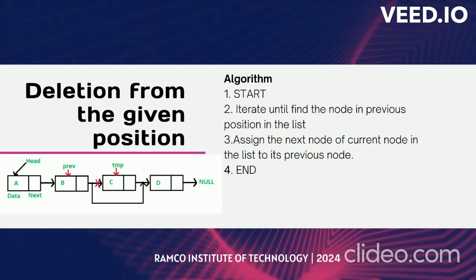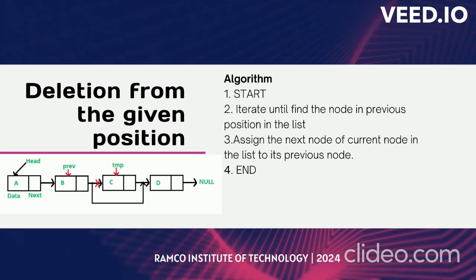Deletion from the given position. Here I am asking the user to give the required position. The element at that position will be removed from the list. In this diagram, we are trying to remove C from the list, that is index 2. Here also the index starts from 0. So C will be removed from the list.